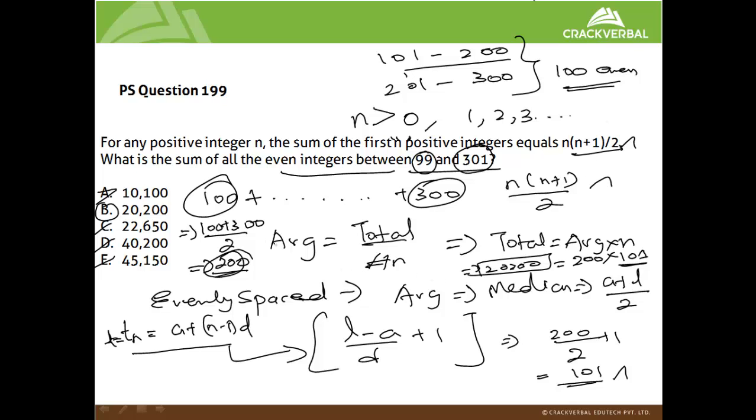As I told you, to find the sum of any evenly spaced list, always use the average concept. Remember that for an evenly spaced list, average is equal to the median. Median in turn is equal to the average of the first and the last element. That's it. Hope this is clear. Answer has to be here B, 20200.